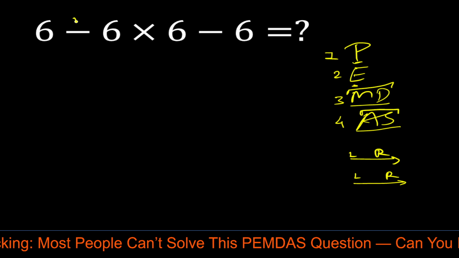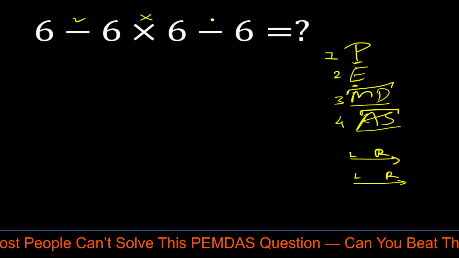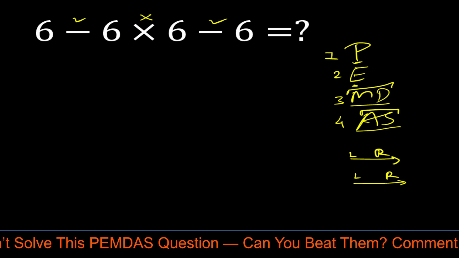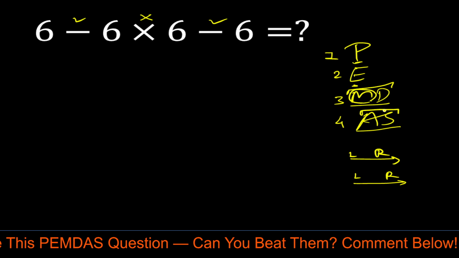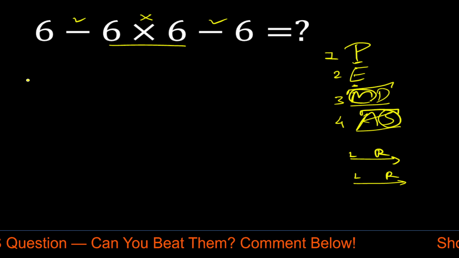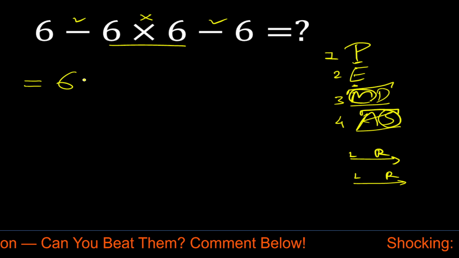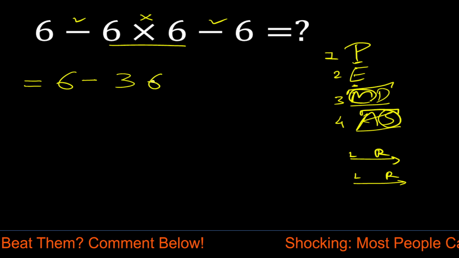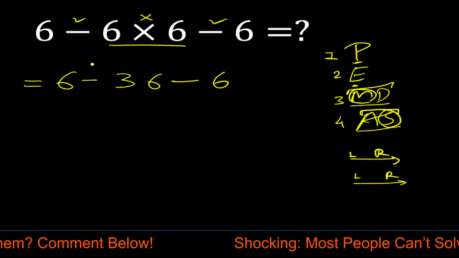So in this question, here we have subtraction, here multiplication, and here subtraction, right? So according to the PEMDAS rule, first we have to solve multiplication, then we have to solve subtraction. So first we have to solve this multiplication, right? So 6 minus, now solve this multiplication, 6 times 6 is equal to 36, minus 6.